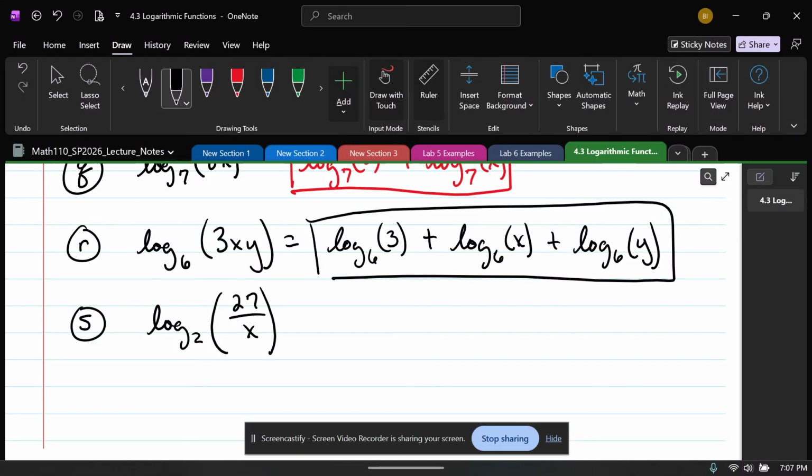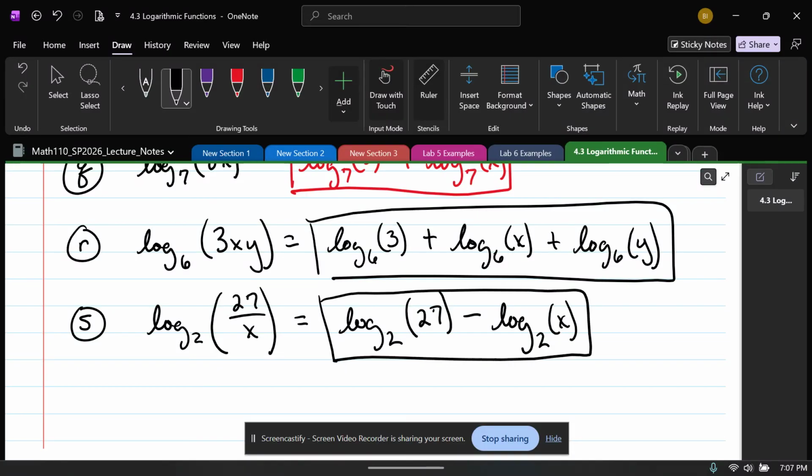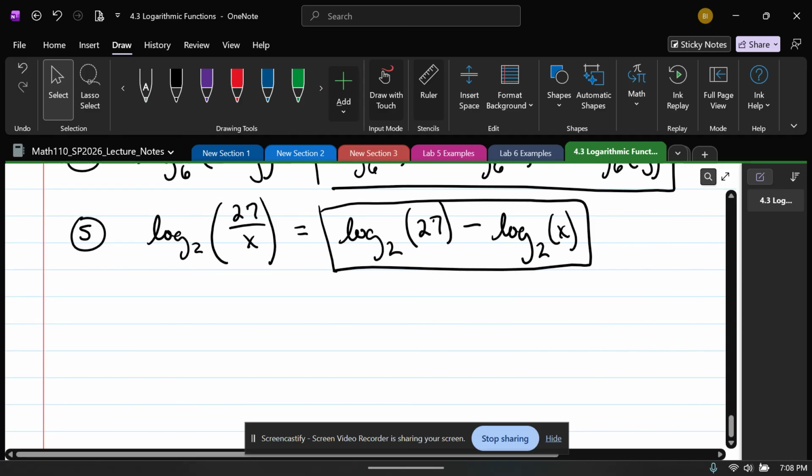Log base 2 of 27 over x. What's going on between the 27 and the x? Division. So that's going to be subtraction. So log base 2, the numerator goes first, then the denominator is what's subtracted. Anything that's on the denominator will have a minus sign in front of it. That'll help us when we go to do the condensing. We remember that. Stuff from the denominator should be negative in the expanded form. Okay. Let's put those together.